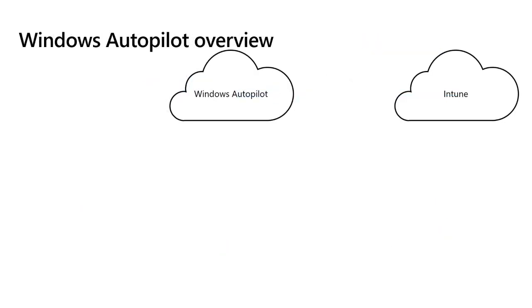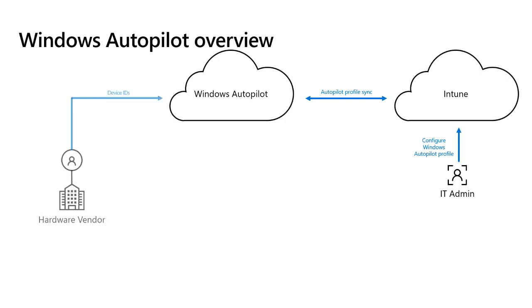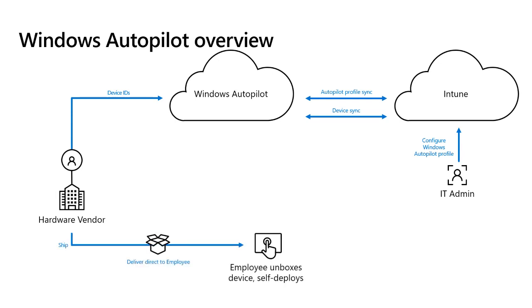So let's see what Windows Autopilot looks like in comparison to what we just looked at. The IT admin will set up an Autopilot profile in Intune. Intune will sync with the Windows Autopilot service. And then you let your hardware vendor know that, hey, this is an Autopilot device, and they'll be able to upload the device hash into the Autopilot service. The Autopilot service will sync that with your Intune tenant, and then the hardware vendor will go ahead and ship that device directly out to your end user.